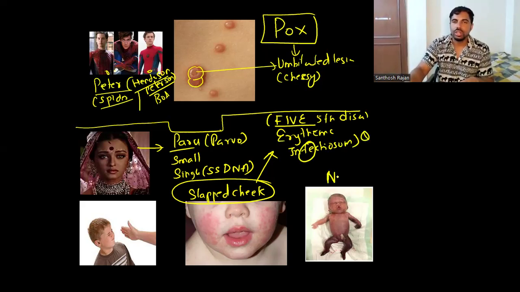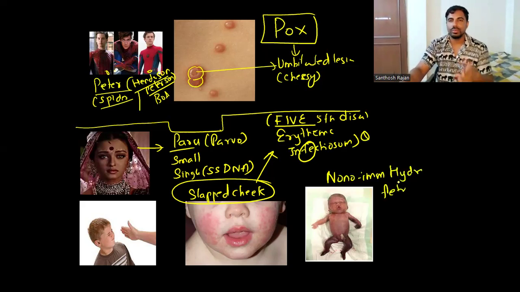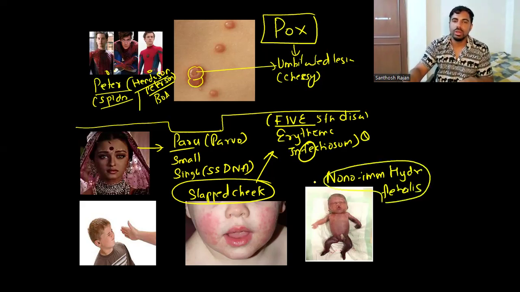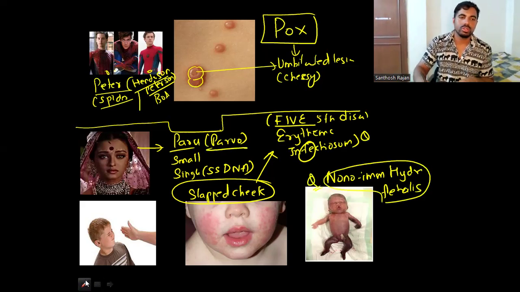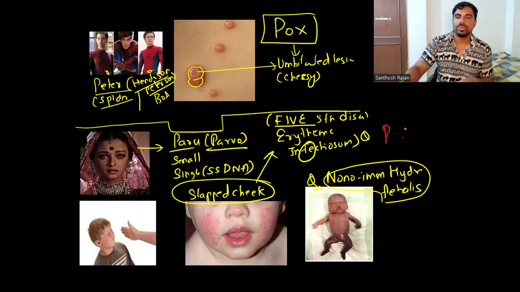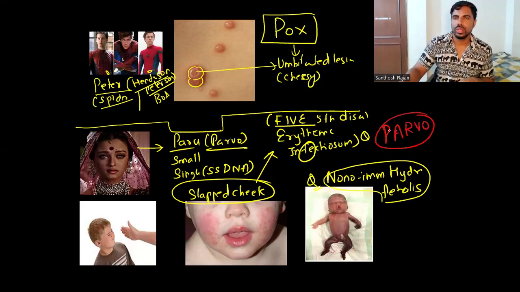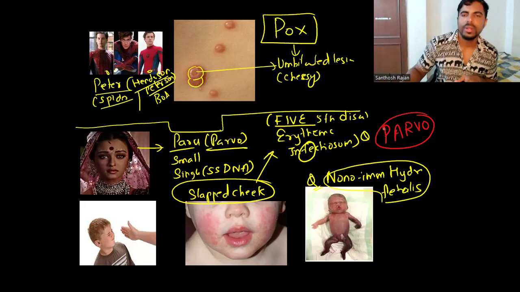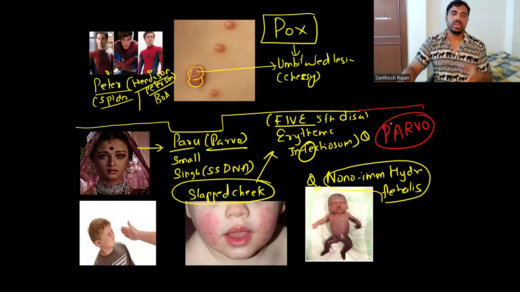And of course, it causes non-immune hydrops fetalis. Immune one is caused by Rh incompatibility. You know this, but non-immune hydrops fetalis is caused by your parvovirus. Okay, parvo. This all belongs to parvo. It causes aplastic crisis. Aplastic crisis, aplasia, all these things are caused by this. Okay, RBC aplasia, everything.